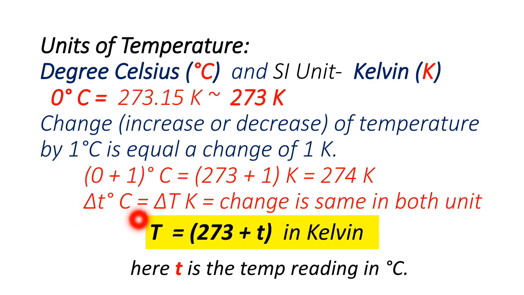Now here the temperature T in the Kelvin scale is written as 273 plus t, correct? And here the small t is the numerical value used in the degree Celsius scale, that is, the reading in degree Celsius. Suppose we are saying 37 degrees Celsius, then in the Kelvin scale it will be 273 plus 37, correct? Just add those.